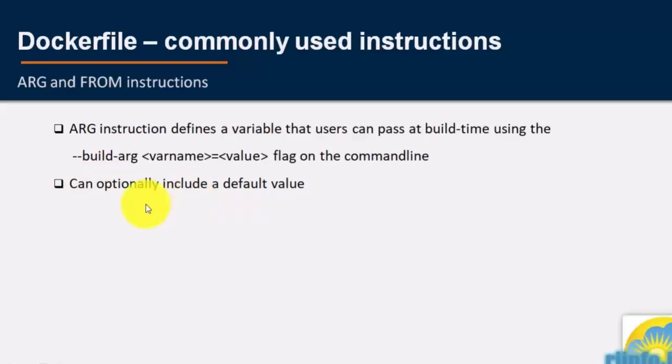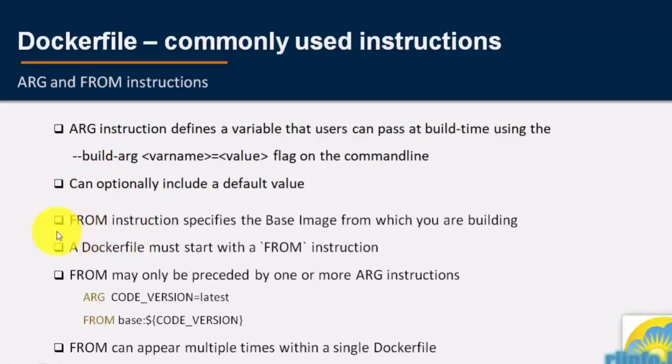The FROM instruction specifies the base image from which you are building. A Dockerfile must start with the FROM instruction. The image can be any valid image. In the Dockerfile, FROM may only be preceded by one or more ARG instructions, which declare arguments that are used in FROM lines in the Dockerfile. The format is ARG CODE_VERSION=latest, FROM base:${CODE_VERSION}. Now base is the repository name and then CODE_VERSION specifies the tag.